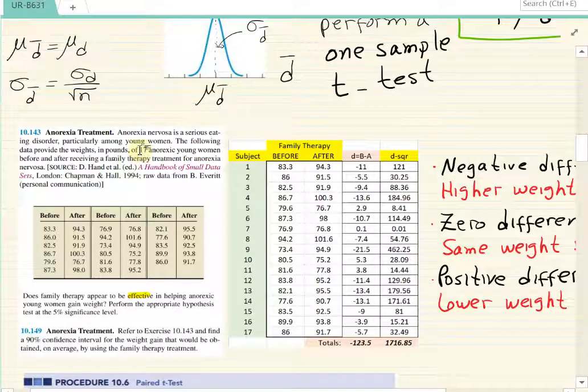So you can notice our sample is small, and we have really one set of subjects, right? These 17 anorexic young women. But we're looking at their weights before and after. So we don't really have two independent samples. We have one sample, dependent scores before and after. So here are the weights of these individuals before, and these are the weights after family therapy.